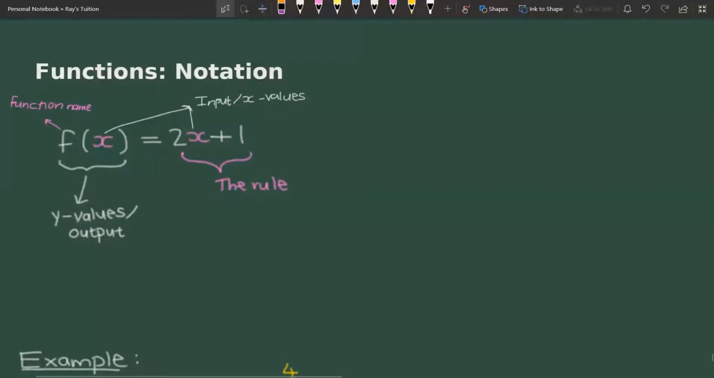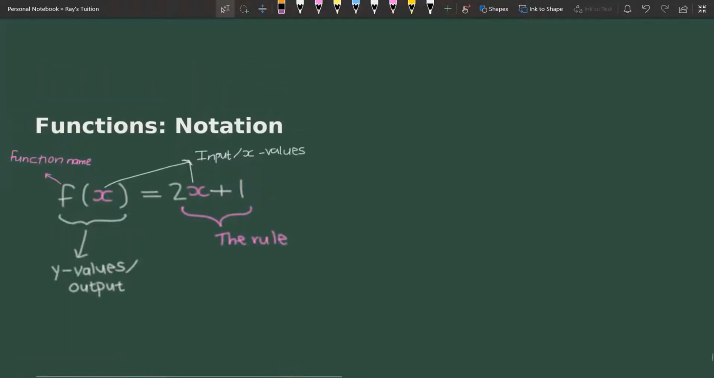Everybody, and welcome to this video on functions. In this video, we have a look at how to understand the function notation. So this here is the function notation. It's f of x is equal to 2x plus 1.